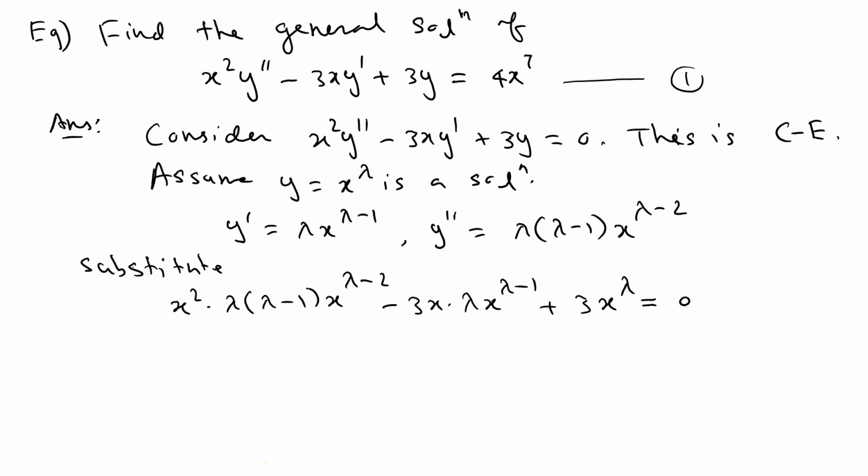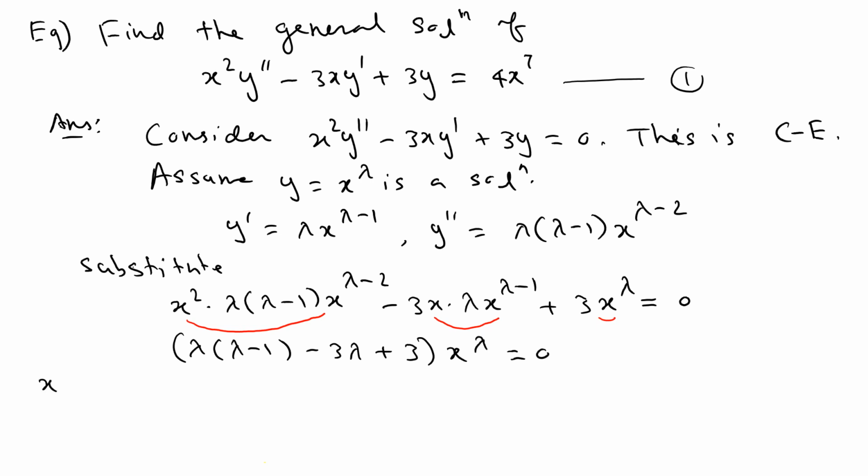And you can see this is very easy to simplify. When you multiply these two, you get x to the lambda. When you multiply these two, you get x to the lambda. We already have x to the lambda here. So that's the secret part. Once you combine, you get x to the lambda from each term. If you take it out, you get lambda times lambda minus 1 minus 3 lambda, and then we have 3, and you can take x to the lambda out as a factor.